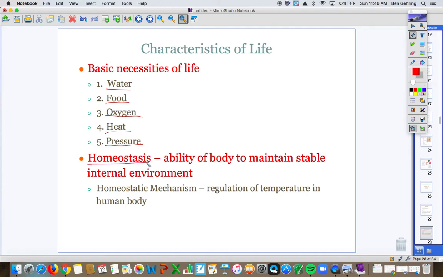So for starters, homeostasis is a term that you need to be familiar with, be able to define. This is the ability of a body to maintain a stable internal environment. So homeostasis is maintaining a stable internal environment. A homeostatic mechanism is how your body regulates things such as temperature in the human body. So things that you do to maintain your temperature. For example, you shiver when it's cold, you sweat when it's hot. That is part of your homeostatic mechanism, something that maintains homeostasis for you.